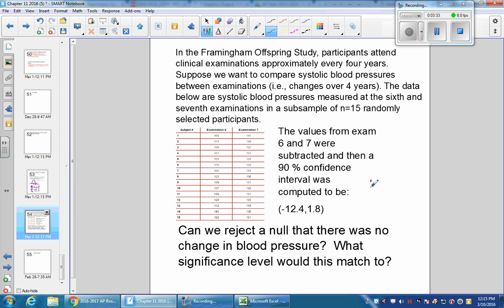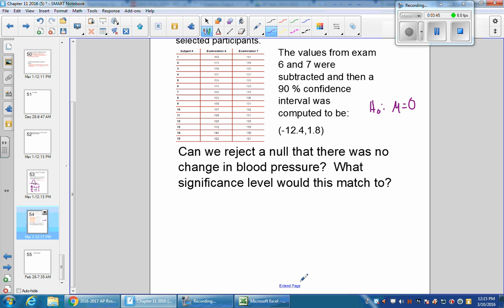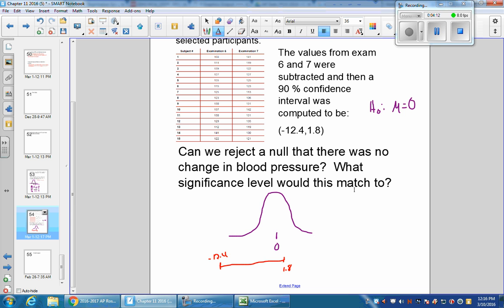So if our null hypothesis would be that there's no change, that would be the mean change is 0. So if I drew this out real quickly, if we're doing a significance test, we would have our null at 0, and we'd build a model around that. And then if we went from 1.8 all the way down to negative 12.4, is it possible for the mean to actually be 0? Yeah. So in this case, we failed to reject a null.